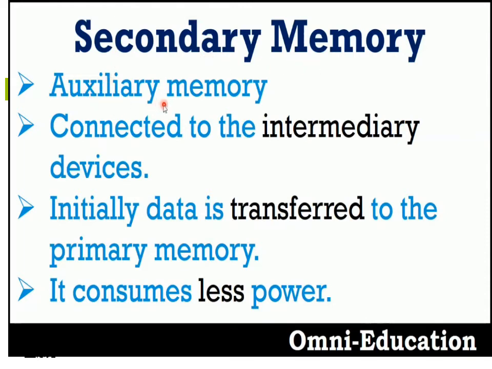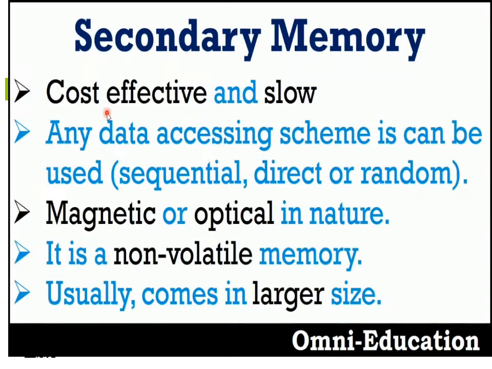Now let's understand what is secondary memory. Secondary memory is also known as auxiliary memory because a computer could work without a secondary memory. Secondary memory is generally connected to the intermediary device and the master processor cannot directly access its data. So the data in the secondary memory can be accessed by CPU only if it is transferred to the primary memory first. The power consumption in secondary memory is less.